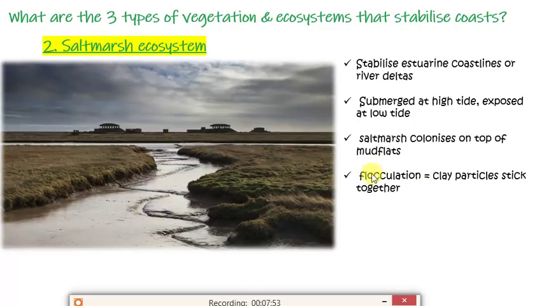What else can I say? Key word I'm going to introduce you to is flocculation, which is a type of deposition. It just means if you've got, like in the photograph, clay particles being deposited, they don't just settle and get deposited individually, but they actually stick together and bind together. I'm not going to get too much into the science about it. Just imagine thick, gloopy mud.